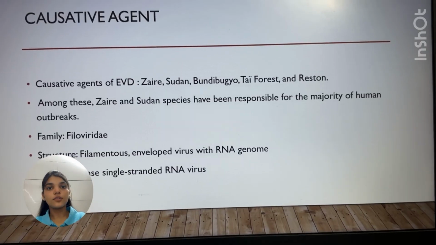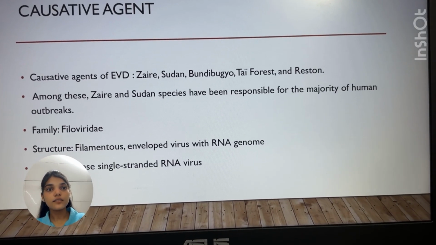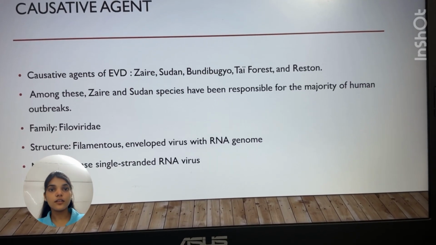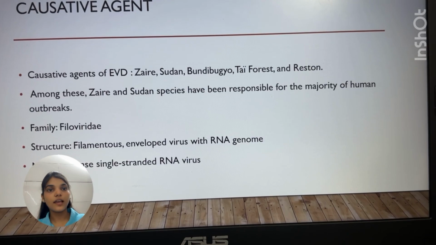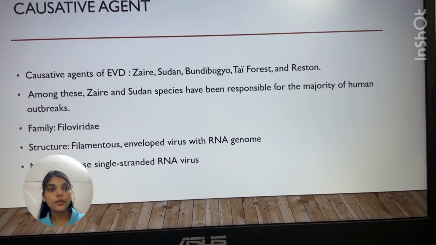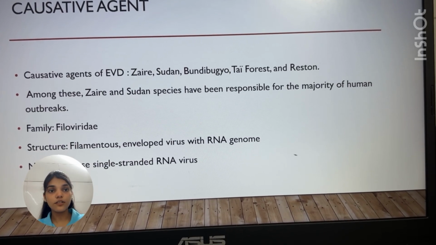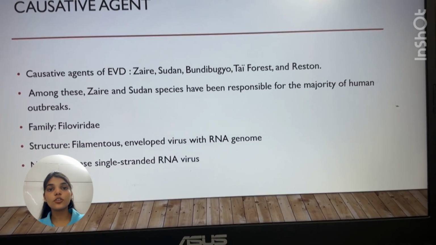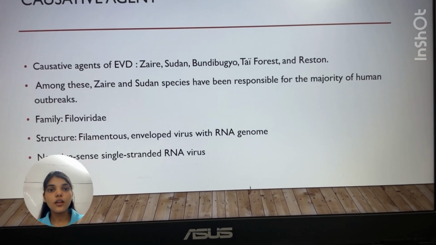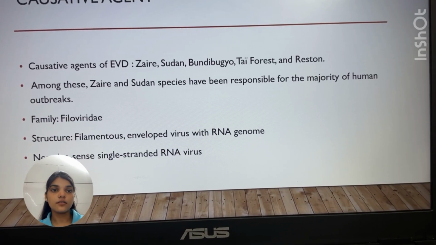Causative agents of Ebola virus. The causative agents of EVD are Zaire, Sudan, Bundibugyo, Taï Forest and Reston. Among these, Zaire and Sudan species have been responsible for the majority of human outbreaks. Family is Filoviridae, structure is a filamentous enveloped virus.